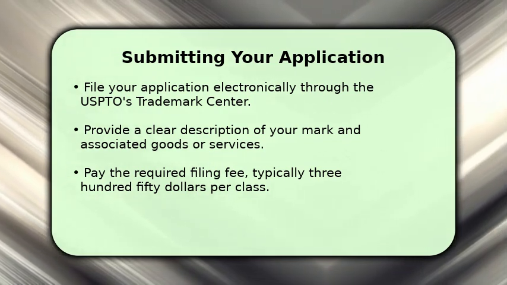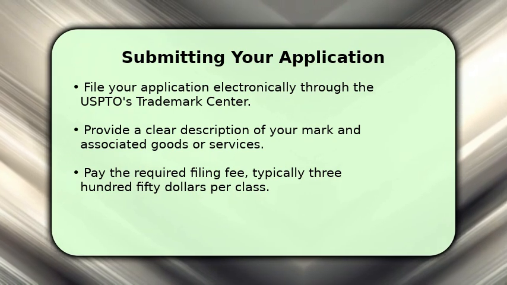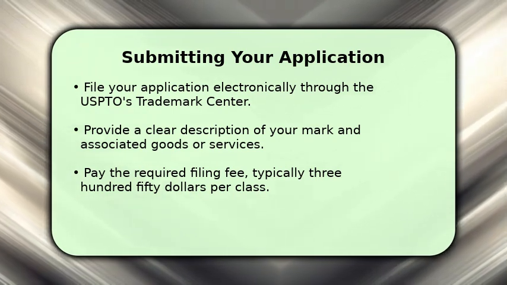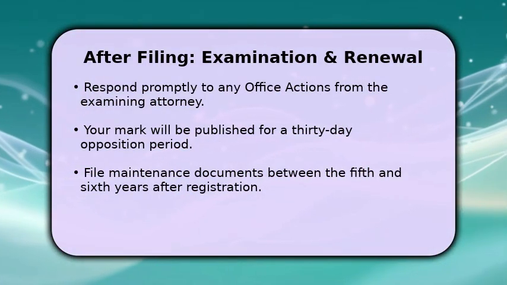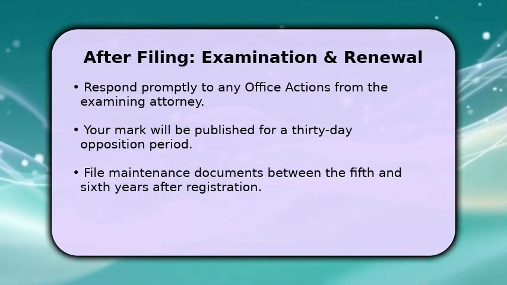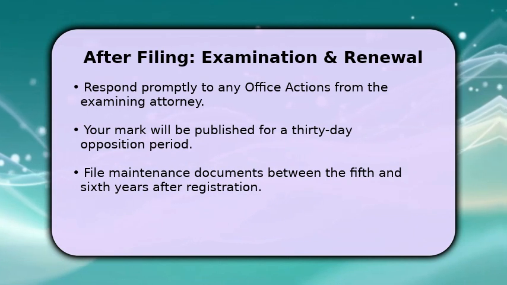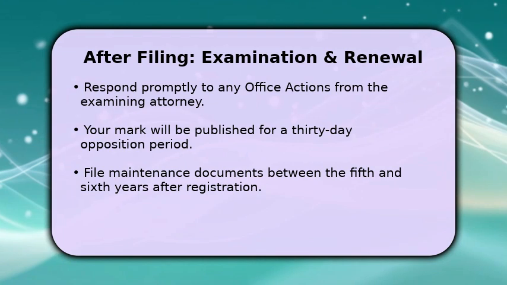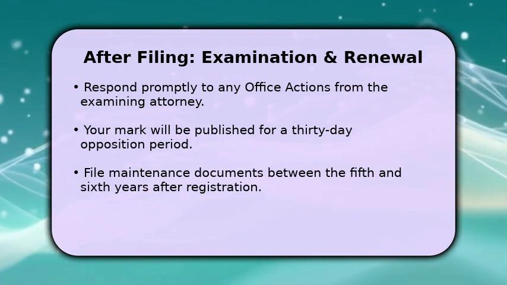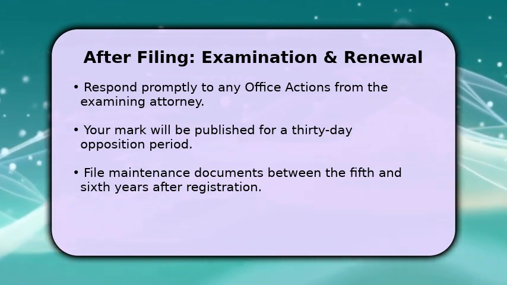After submission, a USPTO examining attorney will review your application for compliance with all legal requirements. The examining attorney may issue an office action if there are issues. You must respond within 6 months. If approved, your mark is published in the Official Gazette for a 30-day opposition period. If no opposition is successful, your mark registers.